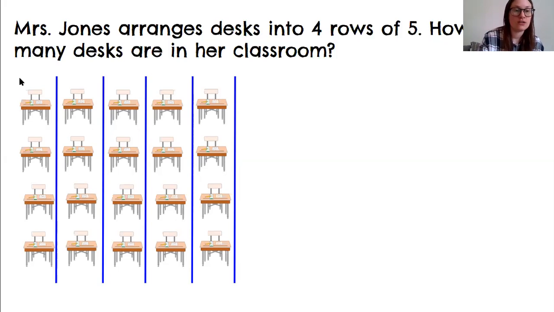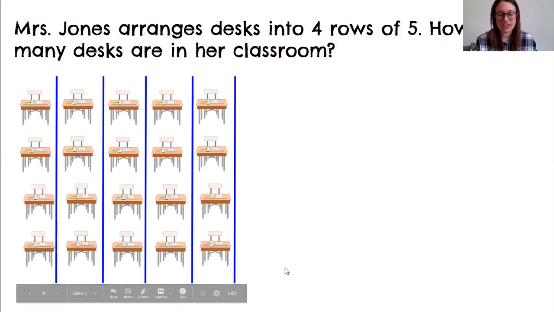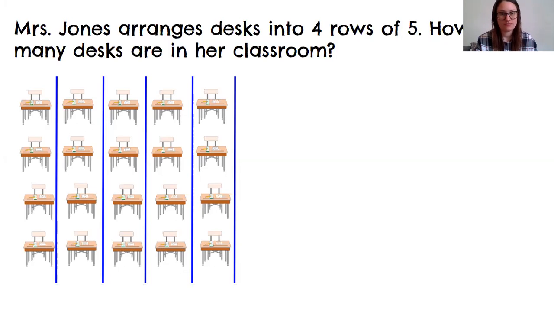That's right. 1, 2, 3, 4, 5 columns. And how many desks are in each column? Remember, there should be an equal number of desks in each column. When I snap, we're going to say it. Are you ready? Did you say 4? Good job. There are 4 desks in each column.